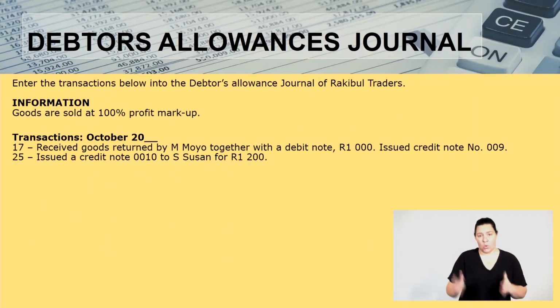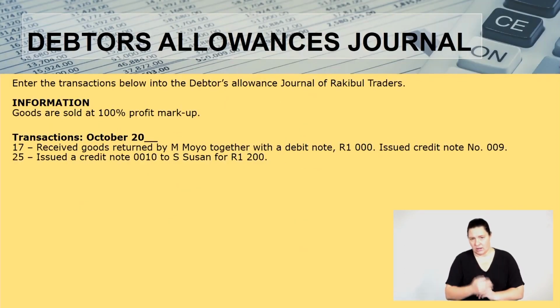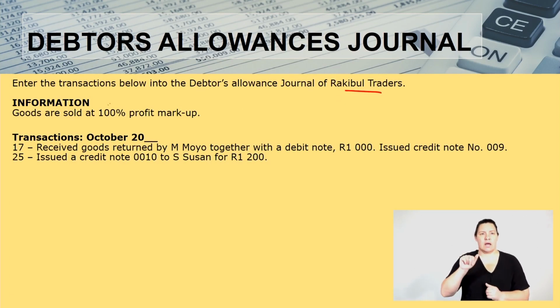We will now move on to the preparation of your debtors' allowances journal. Here is our debtors' allowances journal preparation. It says on the information, enter the transactions below into the debtors' allowances journal of Rakibu Traders. Goods are sold at 100% profit markup. By now, you should be knowing how to calculate your selling price when you're given markup, or your cost price as well, if you are given the markup.